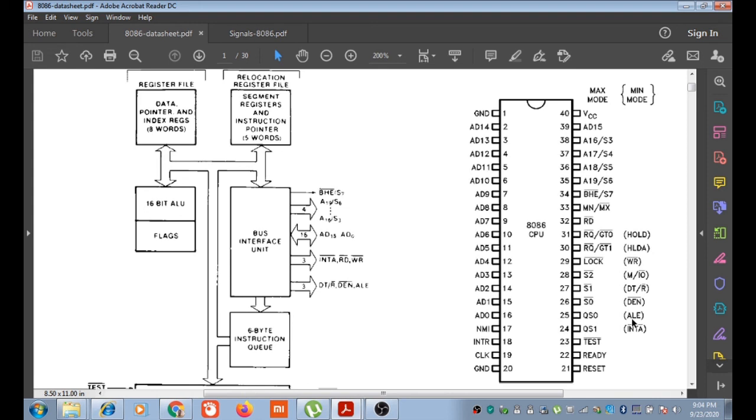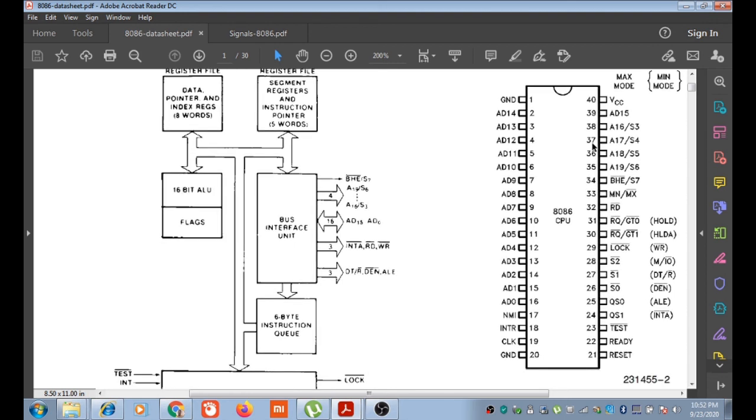ALE, pin number 25, address latch enable. The output signal indicates the availability of valid address on the multiplexed address or data lines. Pin number 24, INTA bar, this is the interrupt acknowledge signal.